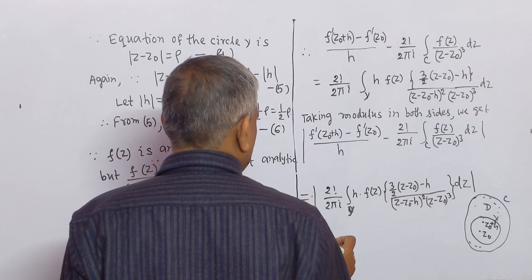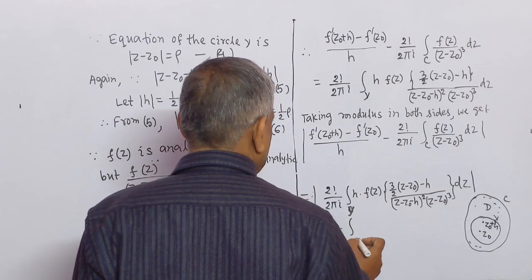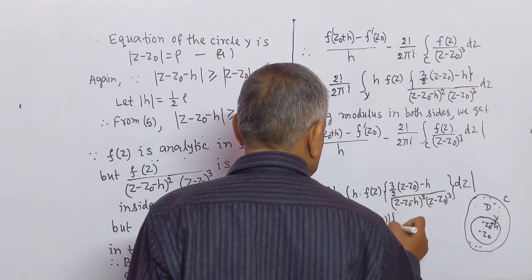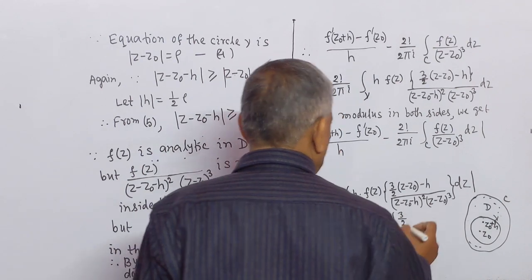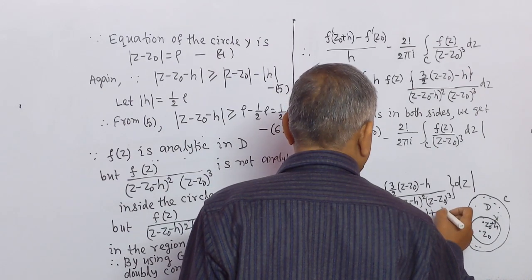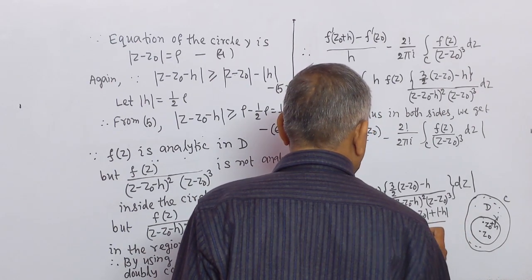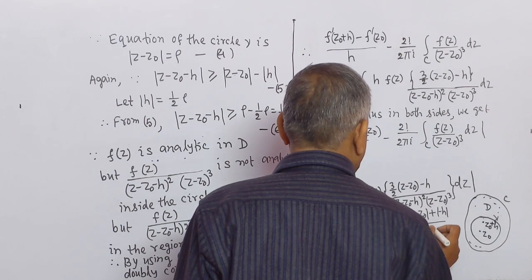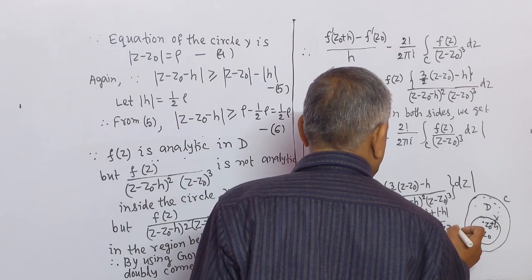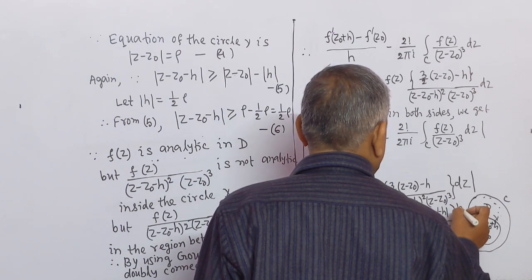This is less than or equal to (2 factorial)/(2πi) integration |h| |f(z)| [3/2 |z − z0| + |−h|] / [|z − z0 − h|² |z − z0|³] |dz|.